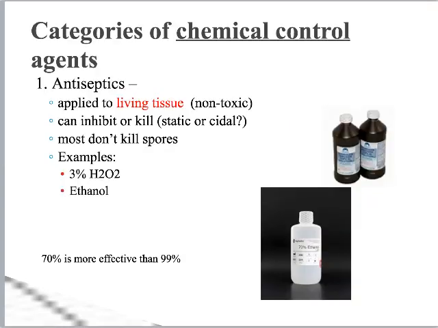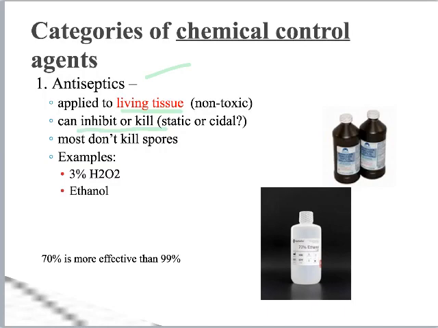Okay, so now the categories of agents, we have a little laundry list. The first thing is antiseptics. It's important to realize that they can be added to living tissue. You can put them on living tissue and it's not going to damage the cells. So they're non-toxic to our human cells, but they're going to kill or inhibit the pathogens. So they could be static or cidal.